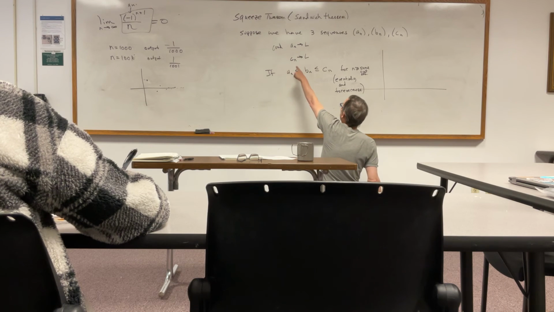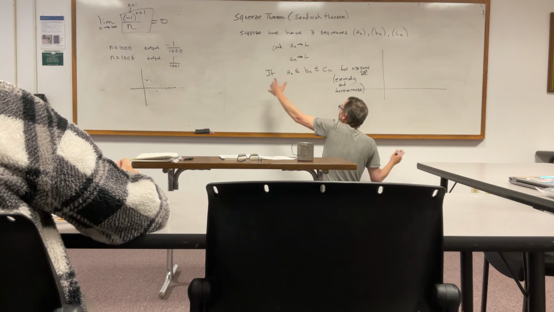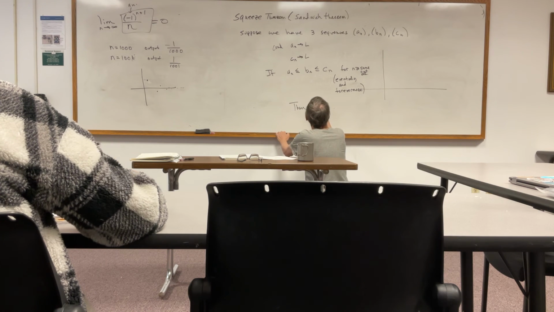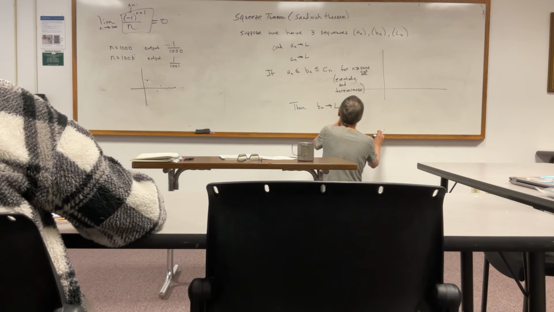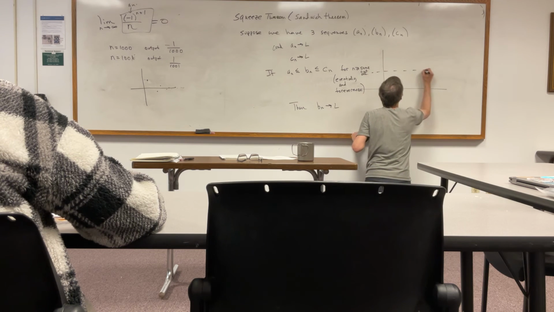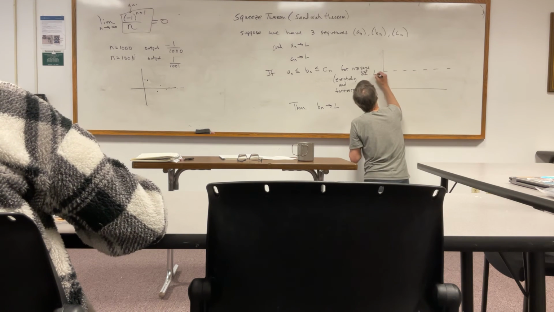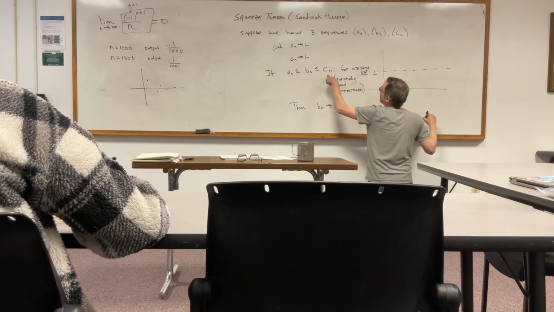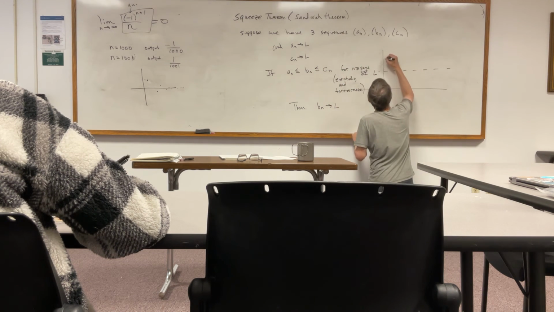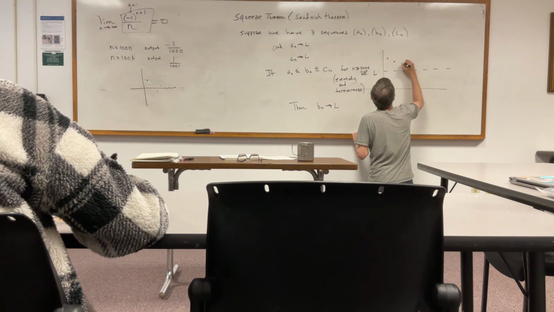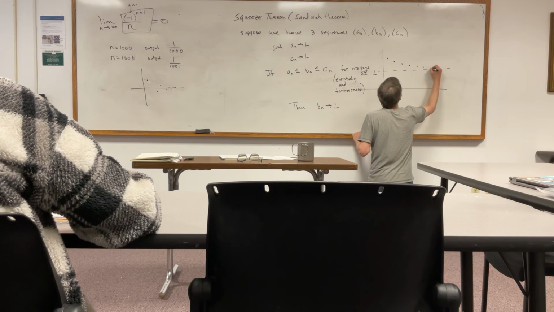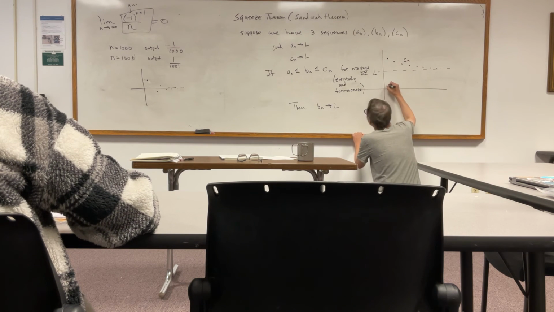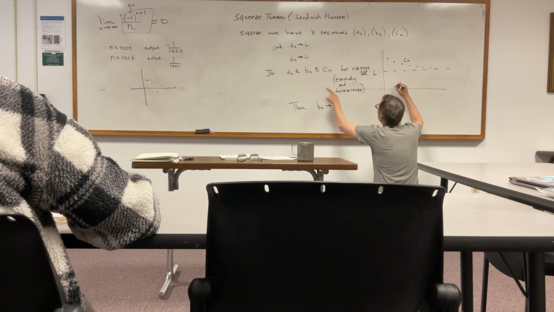So if this happens, then this middle sequence gets squeezed to L. Then B sub n must go to L as well. And so here's the picture. Here's L right here. And I'm saying that A sub n is underneath B sub n and C sub n is on the top. So here's C sub n. Let's say it's doing this. So this is the C sub n up here. And then the A sub n's down here.